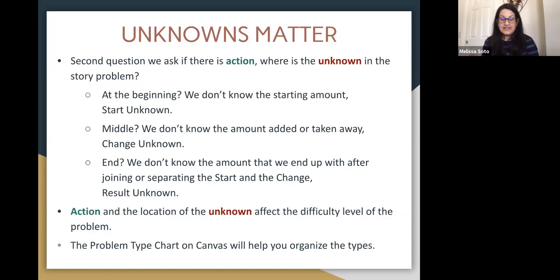I will say that result unknown story problems tend to be the easiest for kids to solve, because it's the most common. We always ask them, so you have 5 blueberries and you get 2 more. How many do you have at the end?